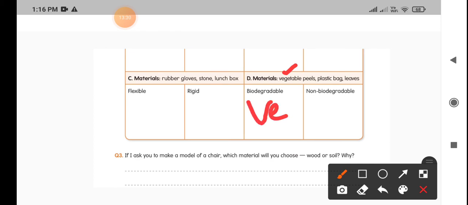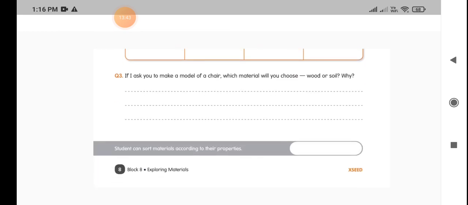Will the plastic give out any smell? No, it cannot. So the plastic is non-biodegradable, and the leaves are biodegradable.